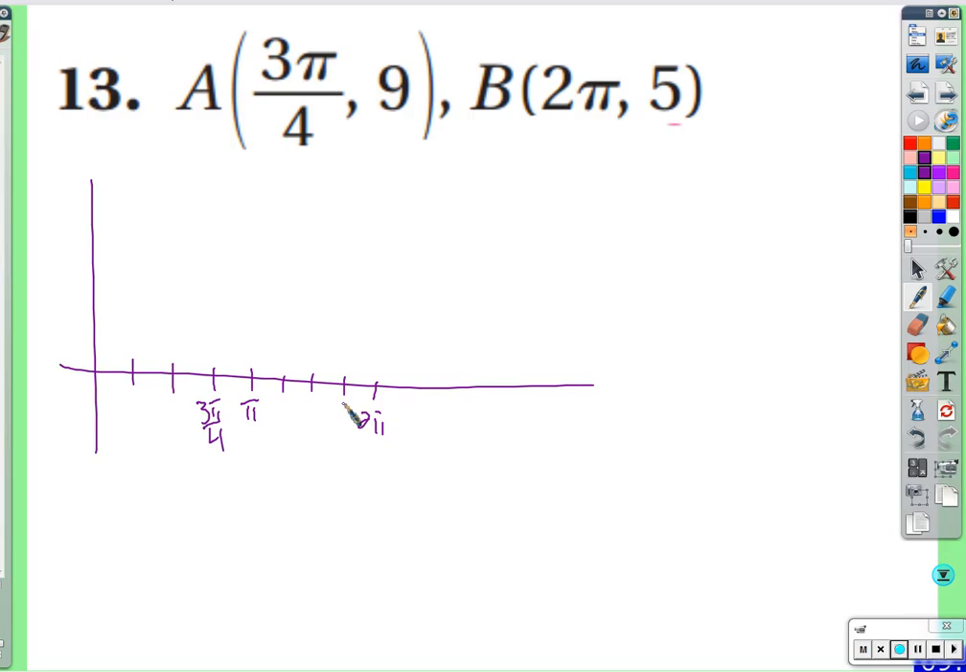So there's a maximum at 3 pi over 4, comma 9. That's right here. And the minimum at 2 pi, comma 5. It's going to be about there. So it goes like this. It keeps going. If you keep graphing it, it'll just keep on going and going and going.